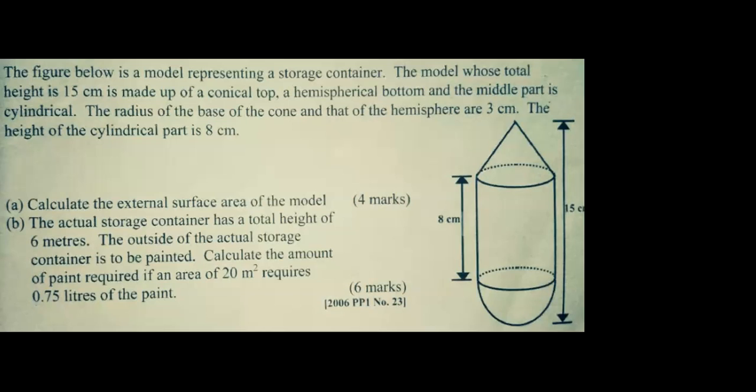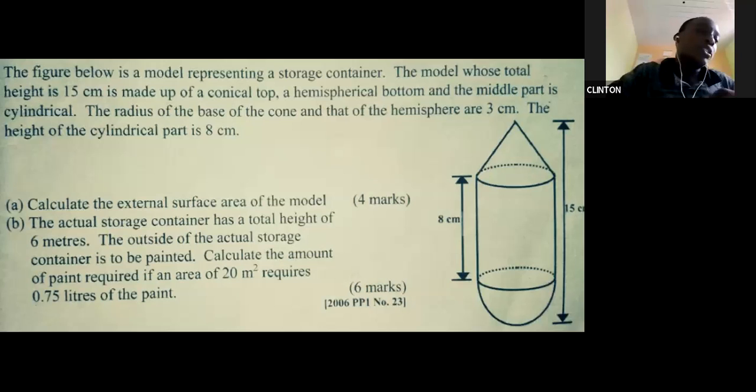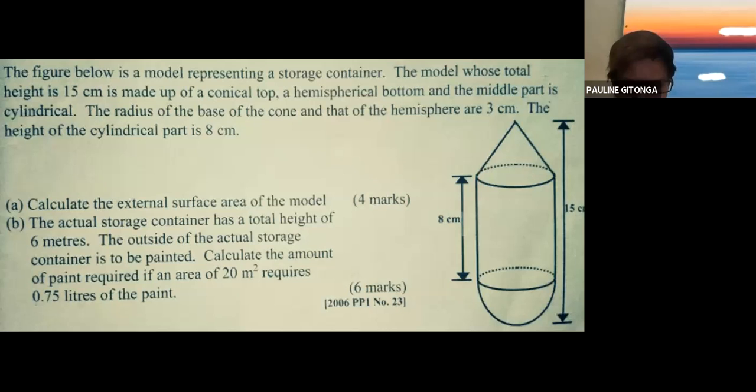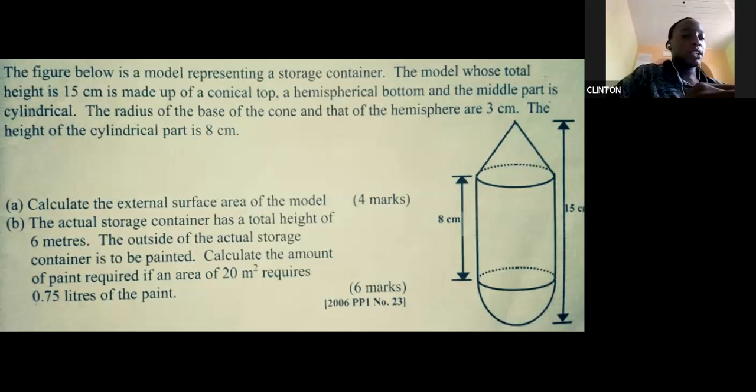Now, because you have the area scale factor, you equate it with the area of the model, which is 254.5. Then you'll get 1600 times 254.5, which gives 407,103.2 centimeters squared. That is now the area of the actual storage container.